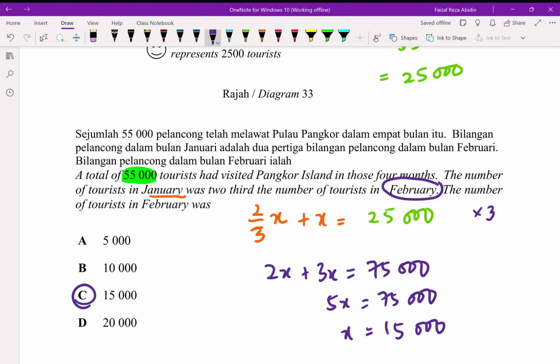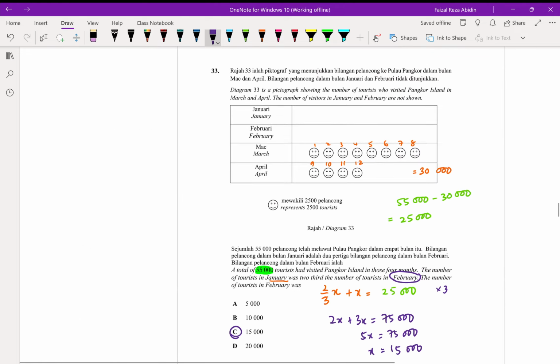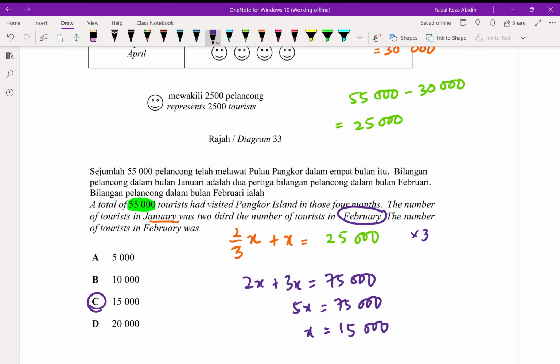Okay class, so I stop here first, until number 33. Time is up, right? After this, what class? Okay, physics. Okay, that's all for today.